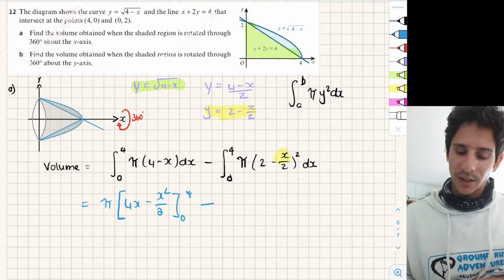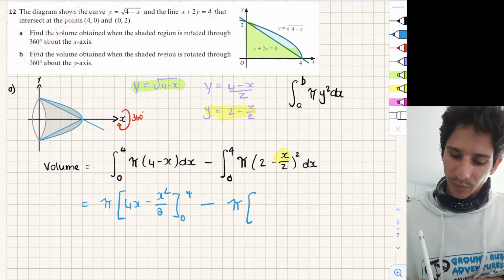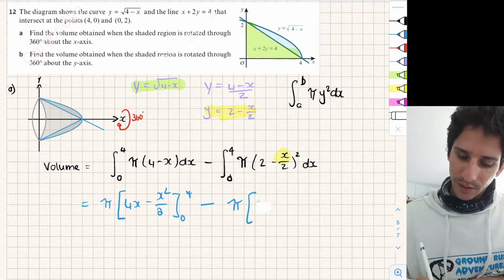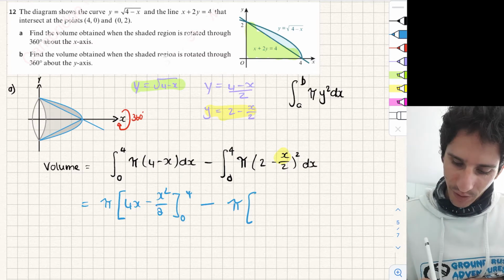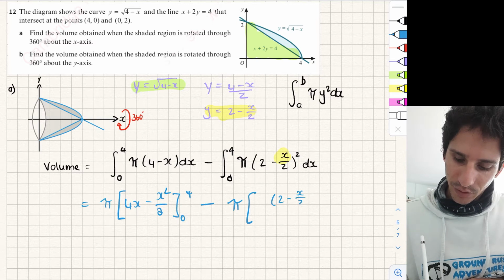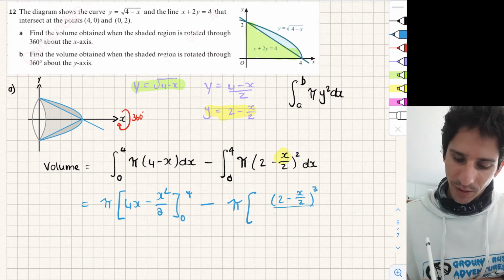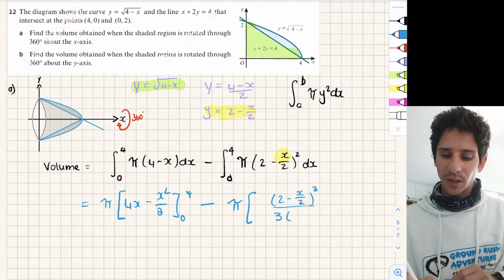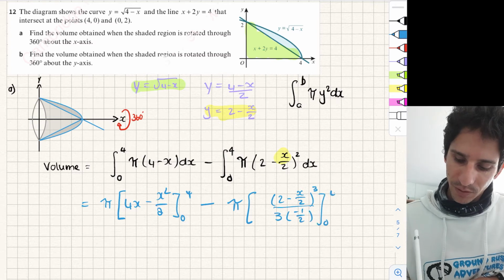And I want to take away, again, I'm going to pull pi out of the integral. We're going to get 2x, all right? Let's start that again. We need to use the reverse chain rule here, sorry. So we're going to get (2 minus x over 2). I'm going to raise the power by 1 to 3, divide by the new power, and I'm also going to divide by the coefficient in front of x. In this case, it's just negative a half. Okay, this is from 0 to 4.